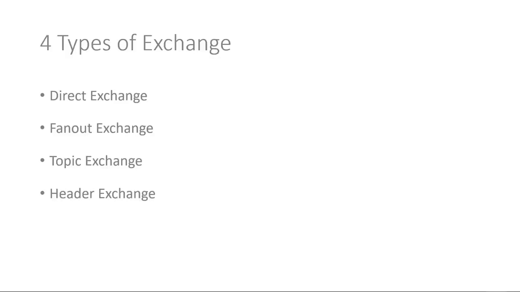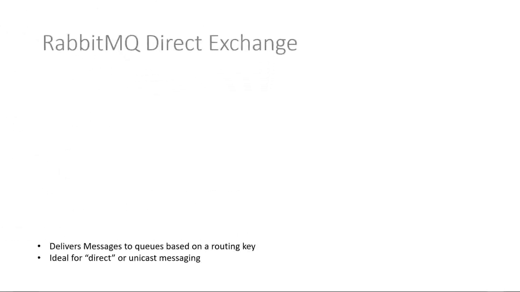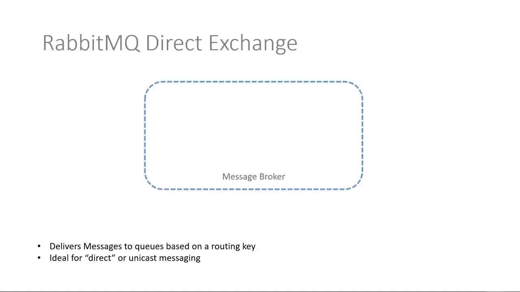Now, I'm really going to talk mainly about the first 2. I'll briefly mention the third one, the topic exchange, and I'm not even going to talk about the header exchange. It's way too obscure for my liking, so it's not even worth bothering your time with it. So the direct exchange, as it says in the bullet points, delivers messages to queues based on a routing key. So it's ideal for direct or unicast messaging.